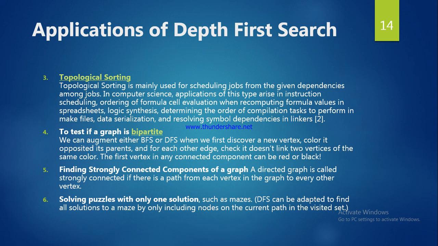Finding strongly connected components of a graph. A directed graph is called strongly connected if there is a path from each vertex in the graph to every other vertex. So depth first search algorithm can also be used to find strongly connected components of a graph.